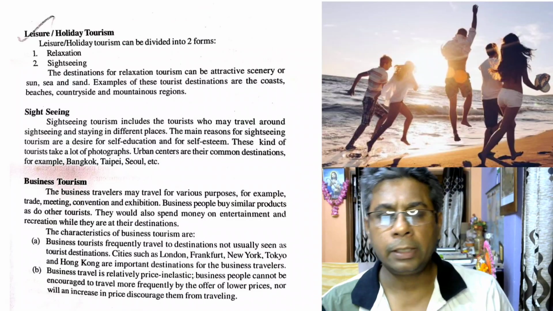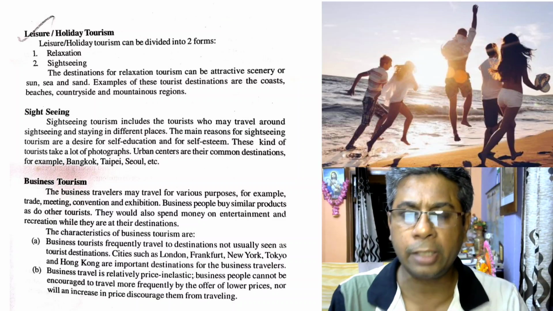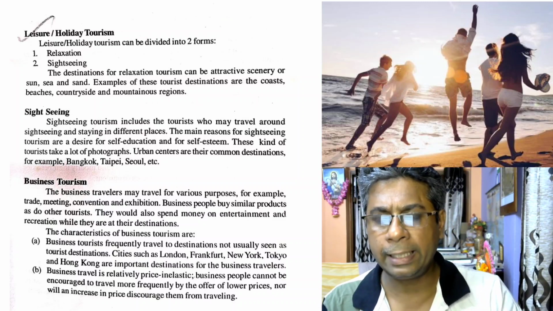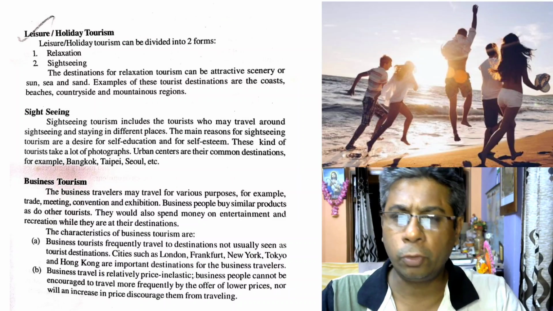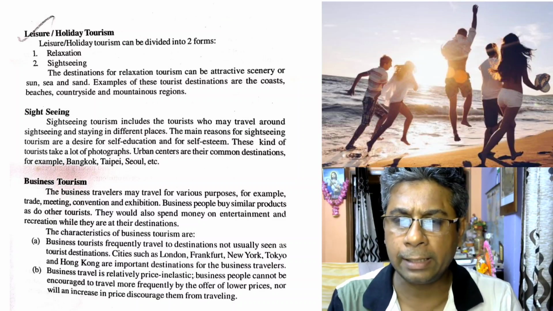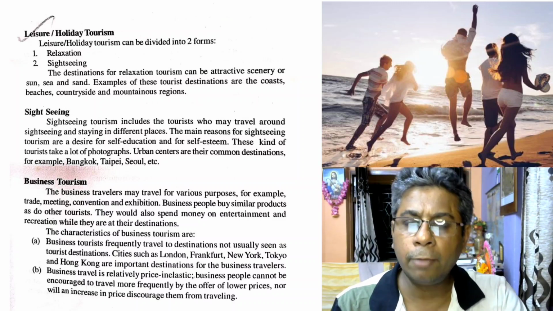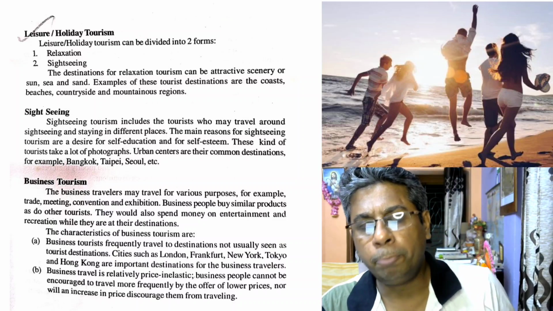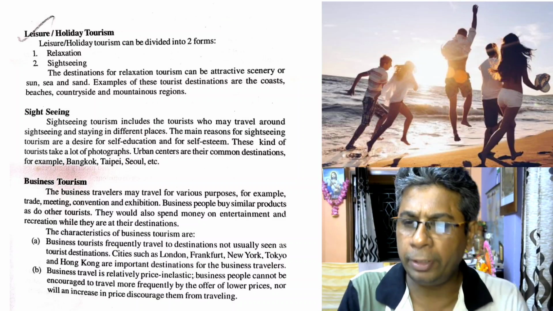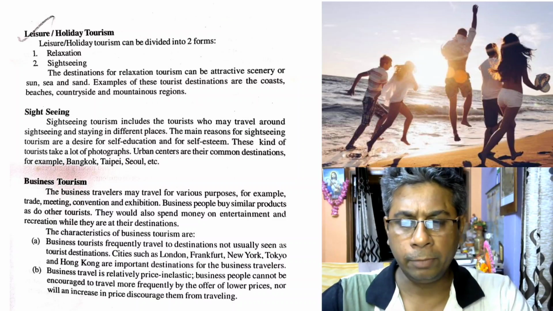Another type of tourism area can be classified as leisure and holiday tourism. Leisure means relaxation and sightseeing. The destination of relaxation tourism can have attractive scenery, sun, sea, sand. Examples of such tourist destinations are coastal areas, countryside and beaches. Sightseeing tourism includes tourists who travel around sightseeing and staying in different places. The main reasons for sightseeing tourism are the desire for self-education and improving the tourist's self-esteem. These kinds of tourists take a lot of photographs. Urban centers are their common destination, for example, Bangkok, Taipei, Seoul. These are the important areas.